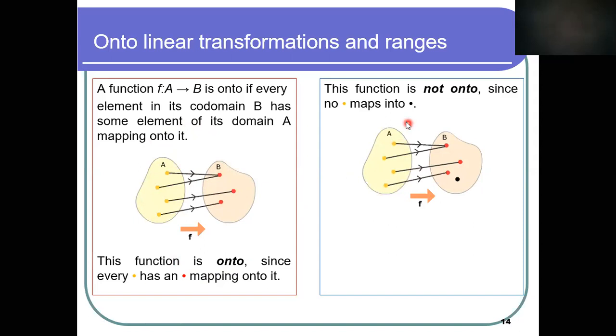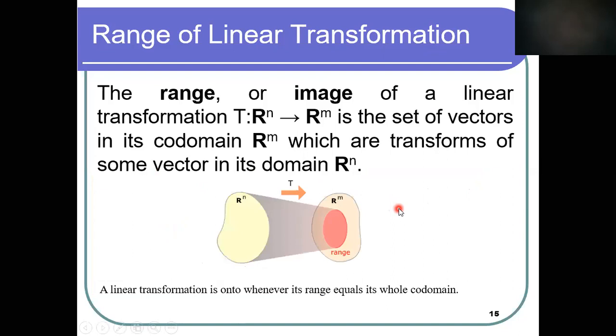So in that case, every element of the codomain has some correspondence with the set A. In that case, we can say this is an onto transformation, but for that we can say this is not an onto transformation. So the same is the case with the range of a transformation, or I can say the column space of a transformation, these are the same. But let us define the range or image of a linear transformation from Rn to Rm as a set of vectors in its codomain. It may be the whole codomain.